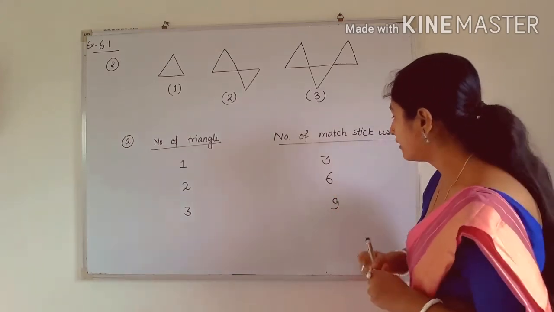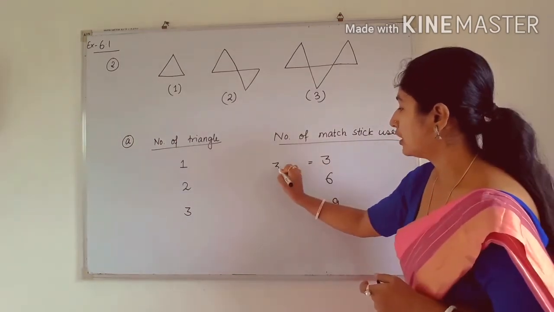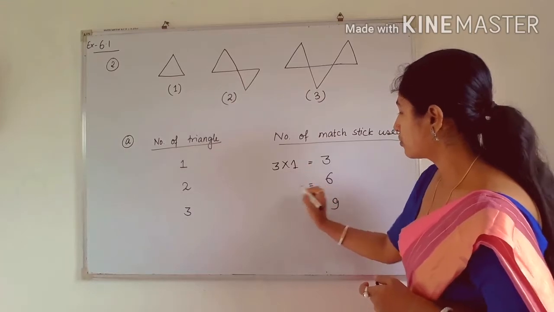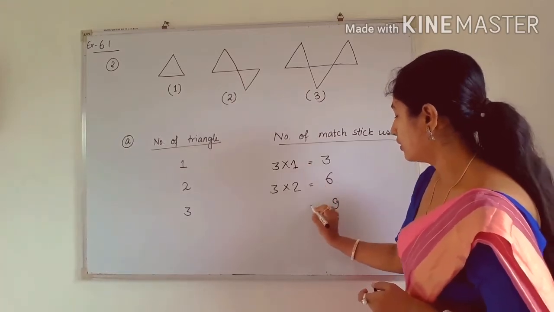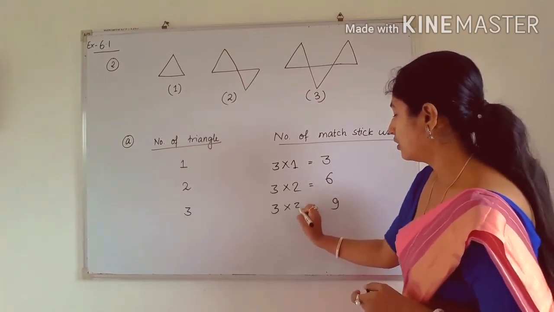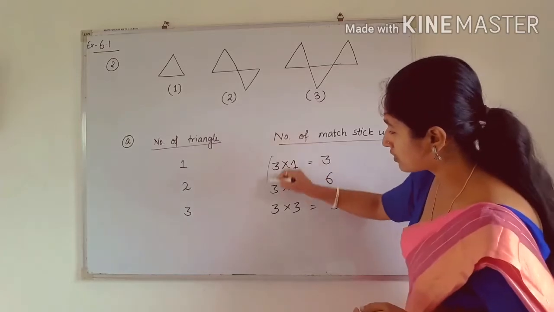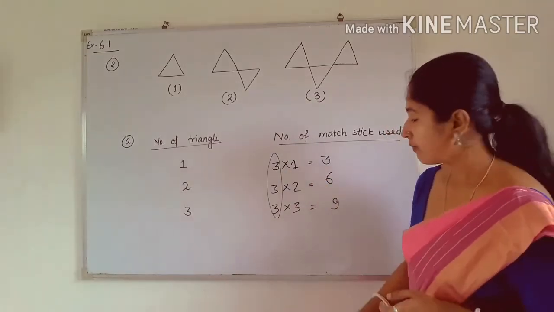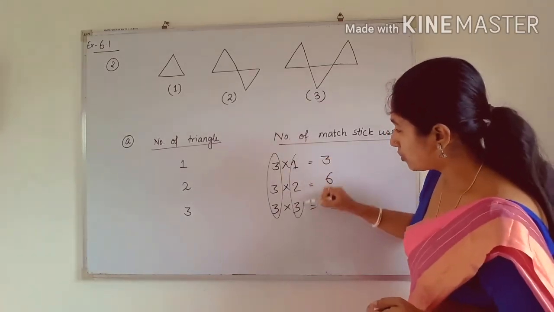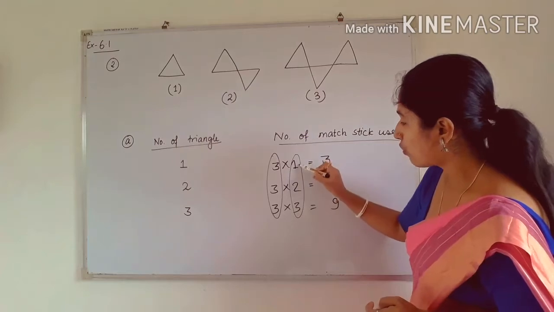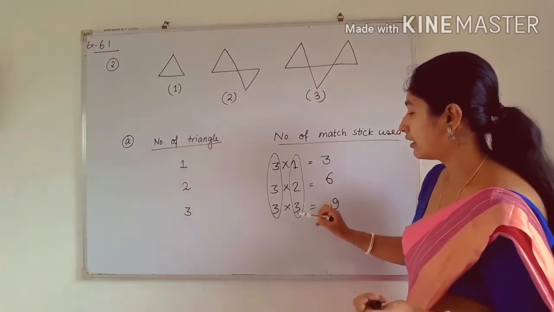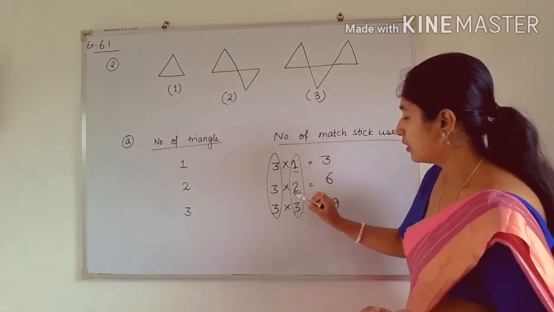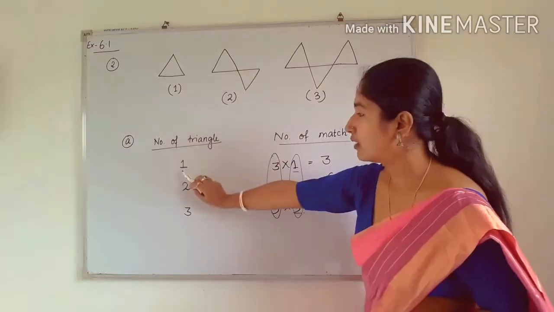So we can write this one as 3 into 1, this one as 3 into 2, this one as 3 into 3. Which one is constant? This 3 is constant, and what is changing? 1, 2, 3, this number is changing. Where will we get the value of this one? We will get it from the number of triangles.